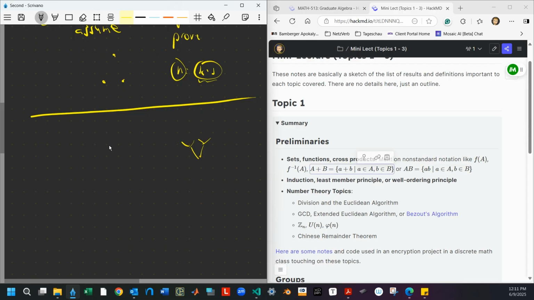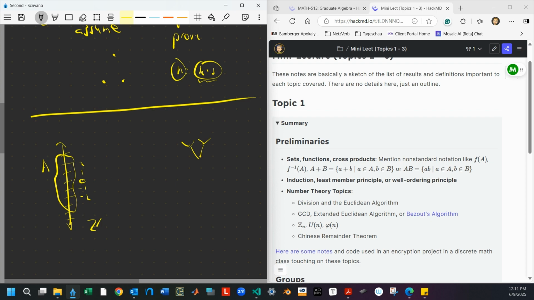Okay, so the minimum member principle, or well-ordering principle, is like this, and I'll draw a picture here. Suppose we draw Z like this. Now Z, of course, isn't solid like this. It's individual points, like that. Maybe here's 0, -1, -2, 1, 2, etc. Suppose I have some subset of Z, let's say A.